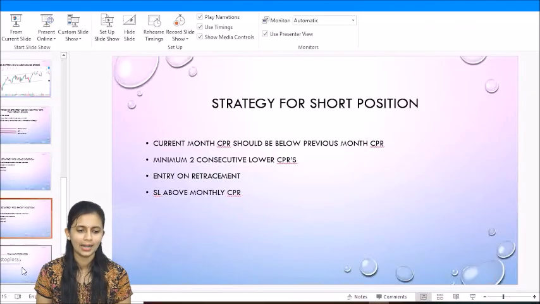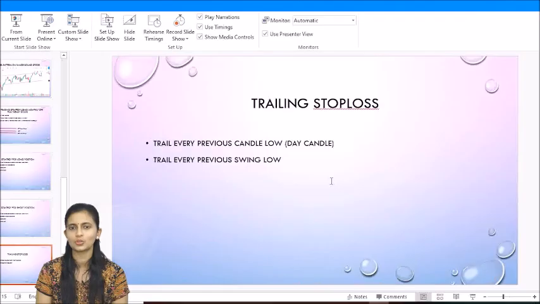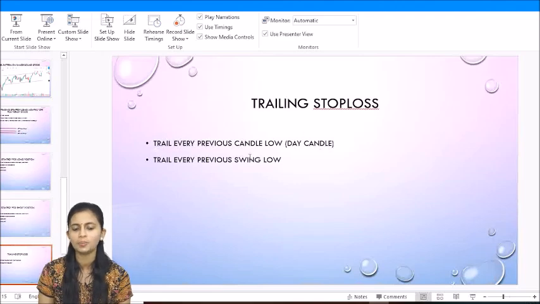Next, the last thing which I am going to discuss over here is how to trail the stop loss. There are two types how you can trail it. One is trail every previous candle low, that is you have to keep the time frame at day candle and you have to trail every previous candle low. The second option which is available is you can trail every previous swing low. Okay, now let's check it out. How is it?